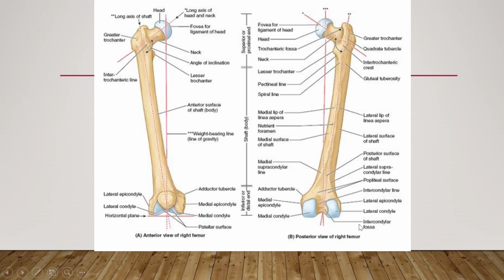We see here the posterior surface of the lower end of the femur. We have the medial condyle, medial epicondyle, and adductor tubercle. We have the intercondylar fossa between the medial and lateral condyles, and we have the lateral condyle and lateral epicondyle also. Then again we have the medial supracondylar line and the lateral supracondylar line, which bound a surface called the popliteal surface. So I hope you understand the femur. It is very, very easy.